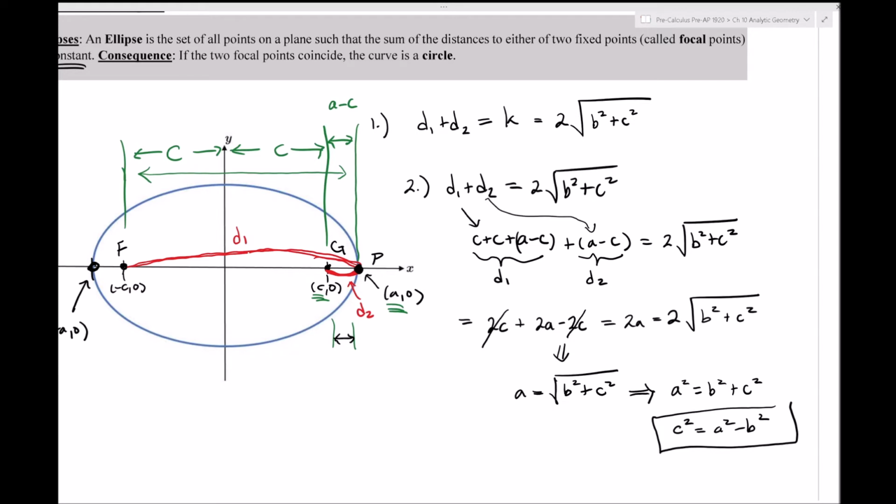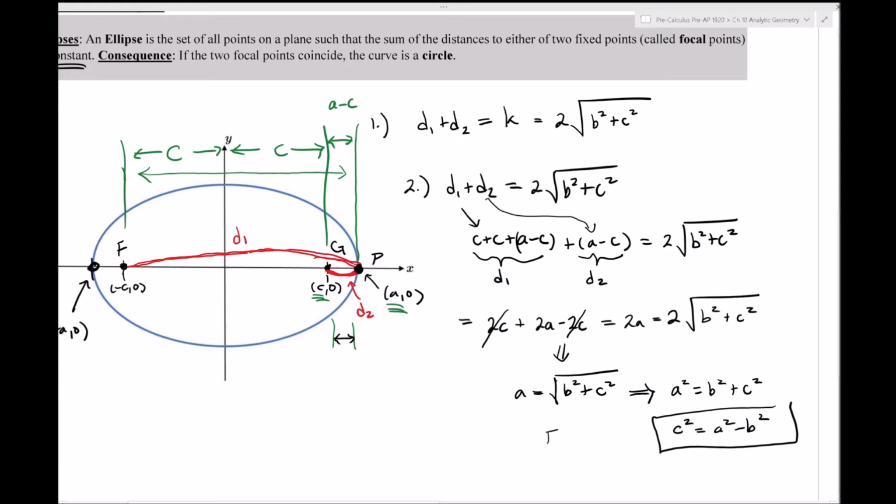So if I know how long those axes are, you divide them by 2, because it's 2 across. It's a above, a below, or sorry, a to the left, a to the right, b above, b below. So we divide those numbers by 2, and then we plug them into this formula. That's going to give us the distance away from the center to the focal points. So there's our formula for the focal distance.